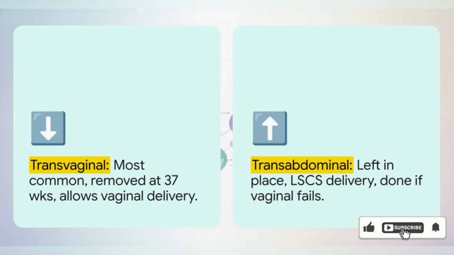When placing the cerclage, we have 2 main approaches. The transvaginal approach is the most common. Sutures are removed at 37 weeks, and the patient can have a normal vaginal delivery. The transabdominal approach, however, has higher technical difficulty but greater accuracy. It's usually done if the transvaginal approach fails. Here, the suture is left in place, delivery must be via a C-section or LSCS, and the sutures are only removed after the patient has completed her family.